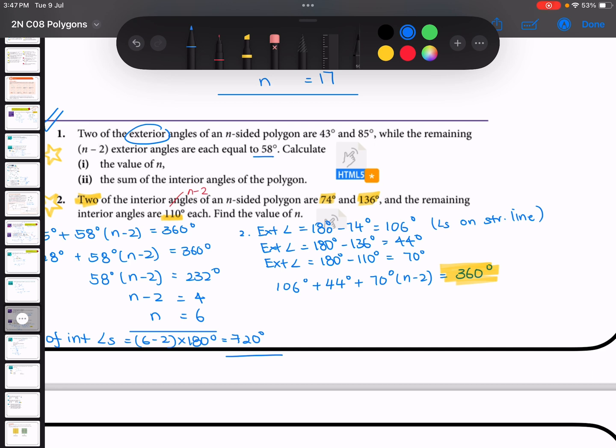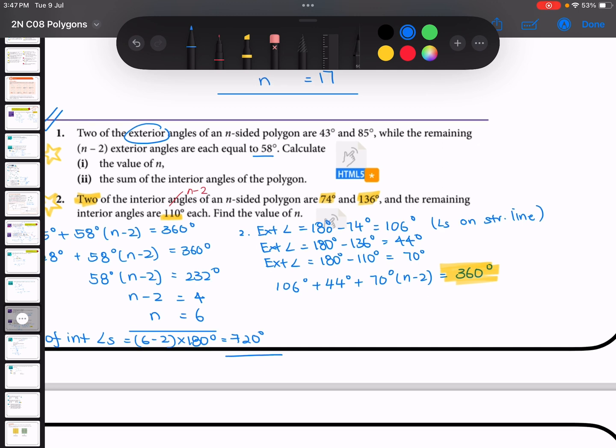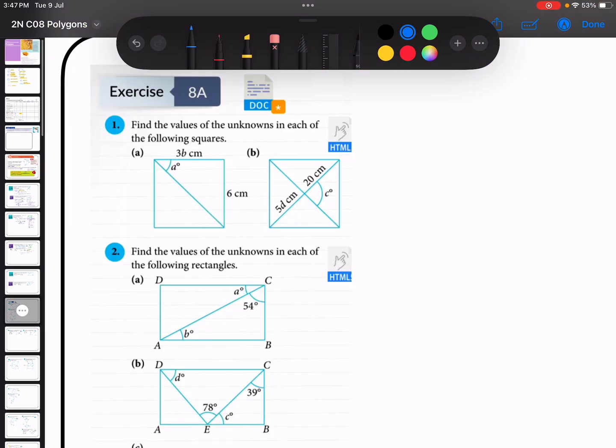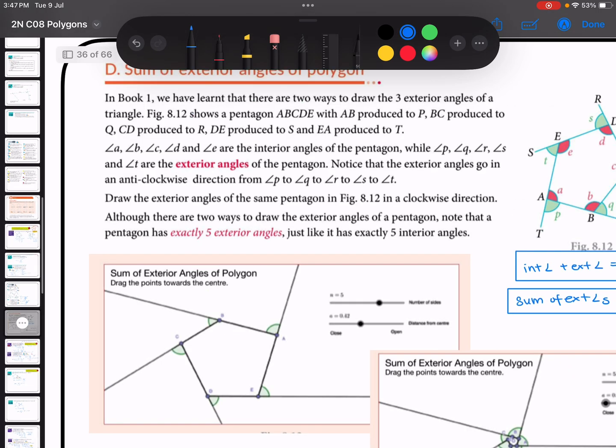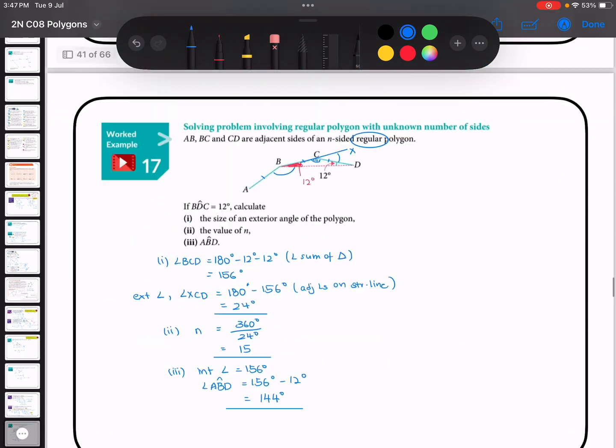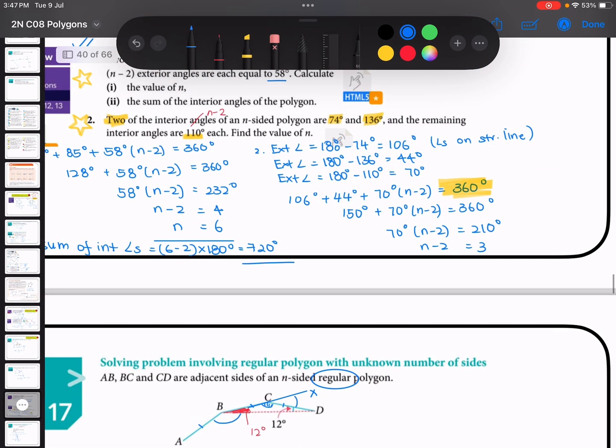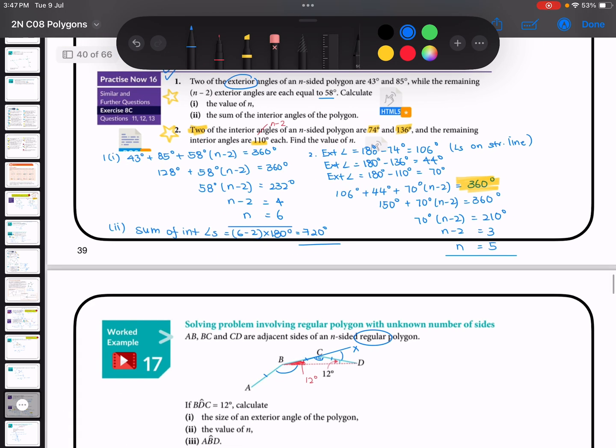Let me get my answer. Obviously, my n must be an integer. If my n is not an integer, then you know something is wrong, then you have to go and check your work. Beautiful. N minus 2 is 3. So n equals 5. We have a pentagon. Go on.